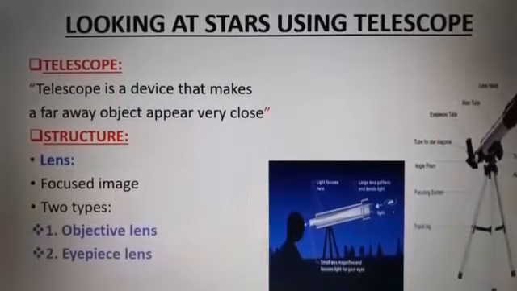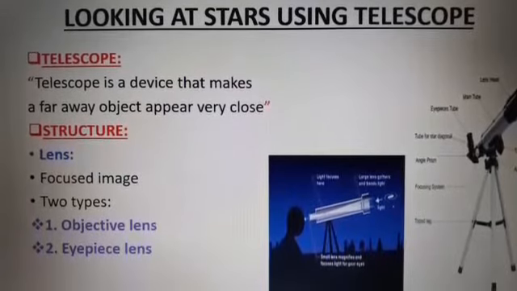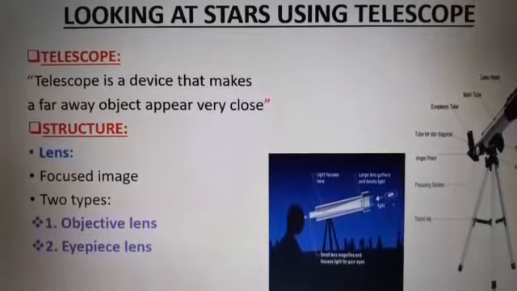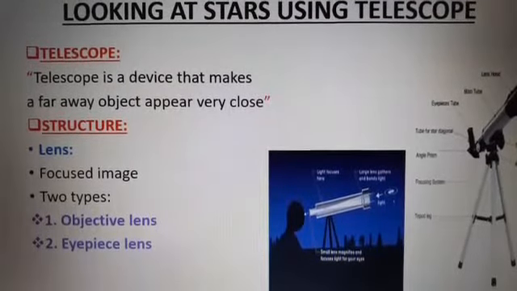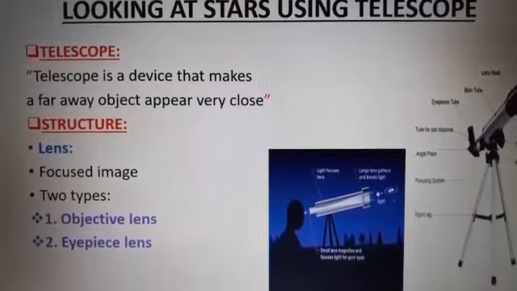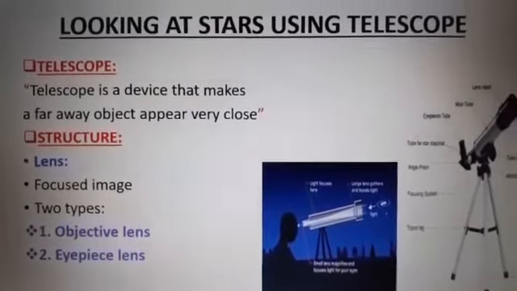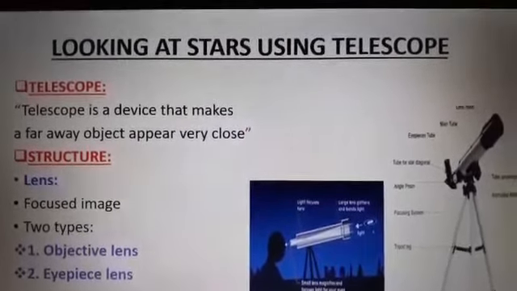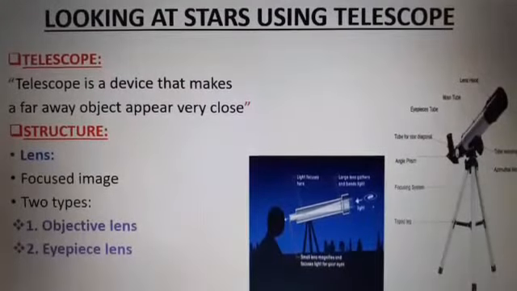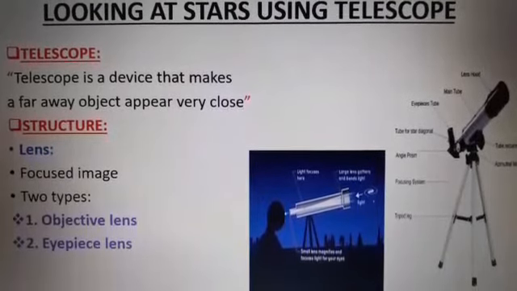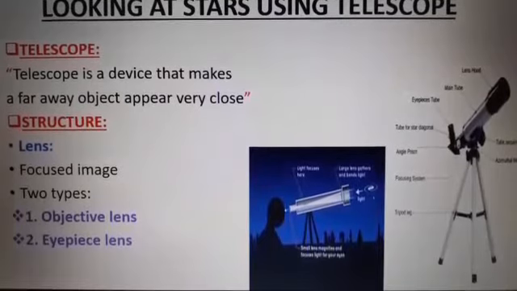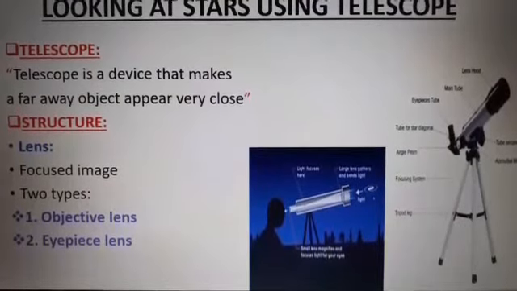Next topic is looking at star using telescope. First of all, we will see what is a telescope. Telescope is a device that makes a far away object appear very close. Then we will see the structure of a telescope. In the diagram, you can see the labeling of the telescope is given. So here they have shown the lens, main tube, eyepiece, tripod legs, and all these structures have different functions.